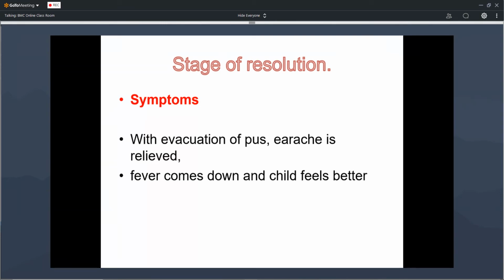Stage of resolution. If you treat the patient properly, then symptoms will reduce. Properly means you have to treat the surrounding infections, and give antihistamines, analgesics and decongestants, local and systemic decongestants. These will be helpful to relieve the edema over the eustachian tube, that is, the nasopharyngeal end of the eustachian tube, and reduce the symptoms.